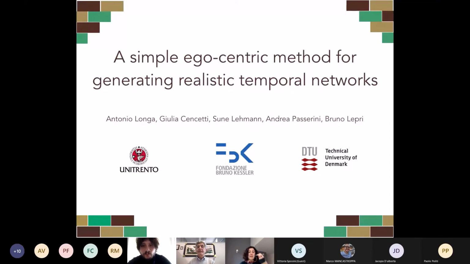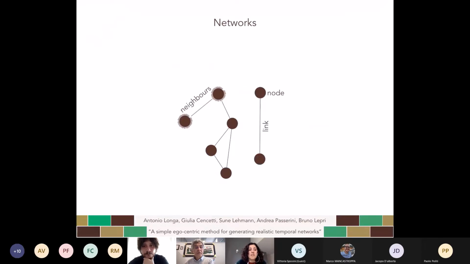Okay, perfect. So today I'm going to present a work to generate realistic temporal networks, which are synthetic networks, but which mimic real temporal networks. This work is the result of a collaboration between the Fondazione Bruno Kessler, the University of Trento, and the Technical University of Denmark. So let me start from the very basic definition of networks.